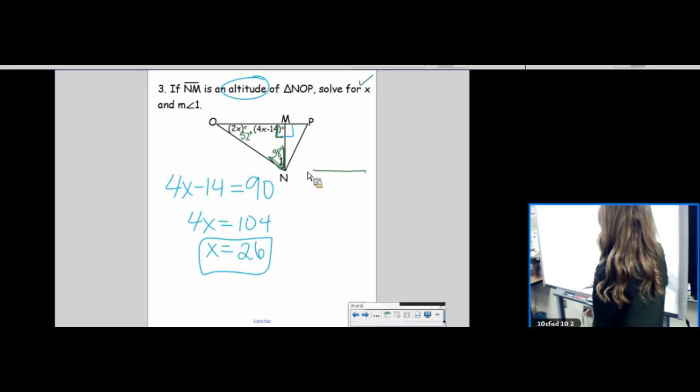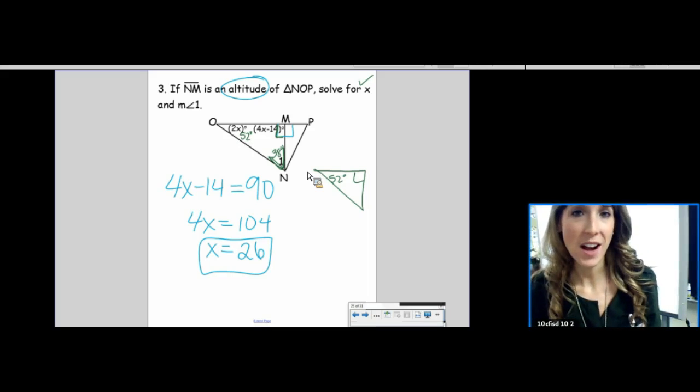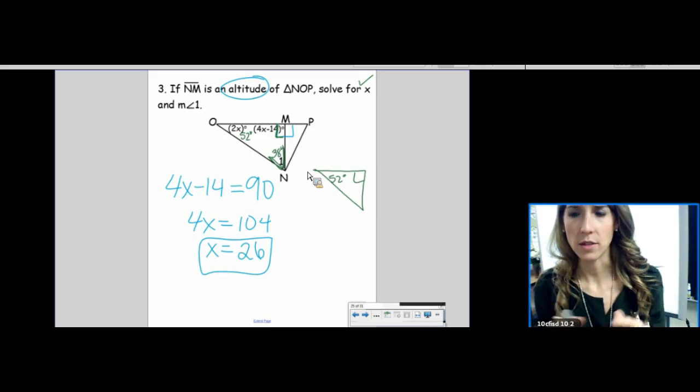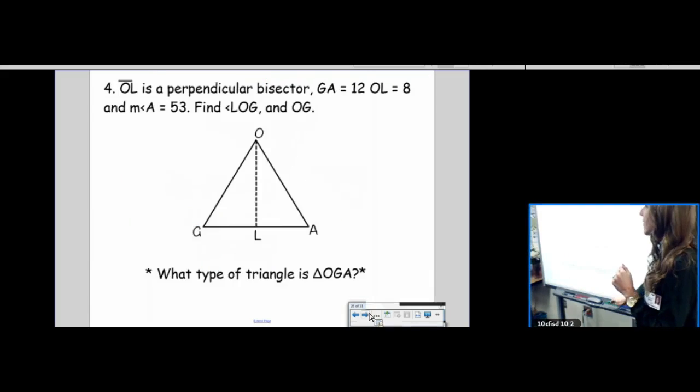So when you have a right triangle, you don't need to add them up and subtract from 180 every time. You've always used up 90 degrees. You always have 90 degrees left over for those two angles. So 90 minus 52 will get you there. It's a good shortcut that you'll use a lot.